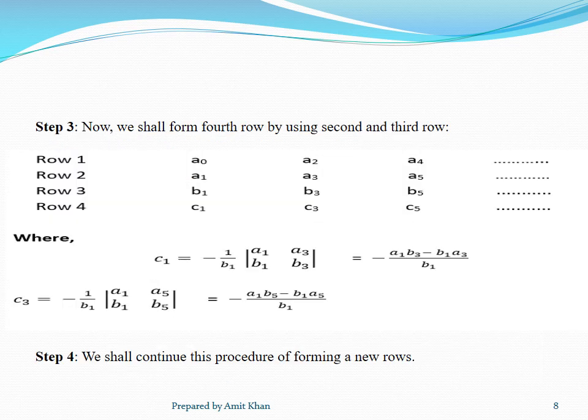Similarly, now we shall form the fourth row by using the second and third rows. The fourth row is c1, c3 and c5, where c1 equals minus a1 b3 minus b1 a3, divided by b1, and c3 equals minus a1 b5 minus b1 a5, whole divided by b1. Then we shall continue this procedure for forming new rows.